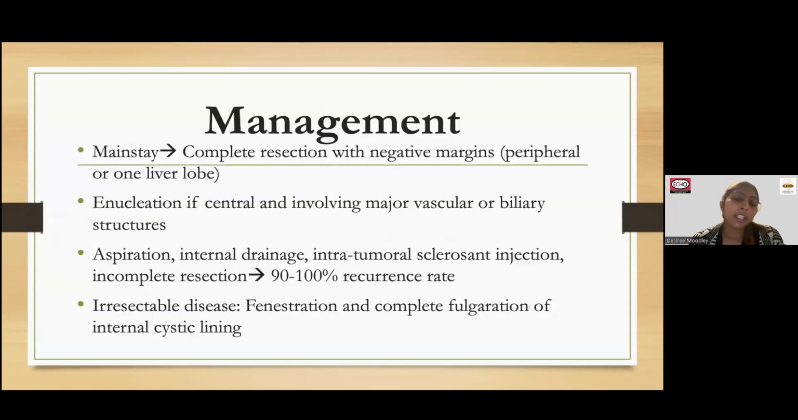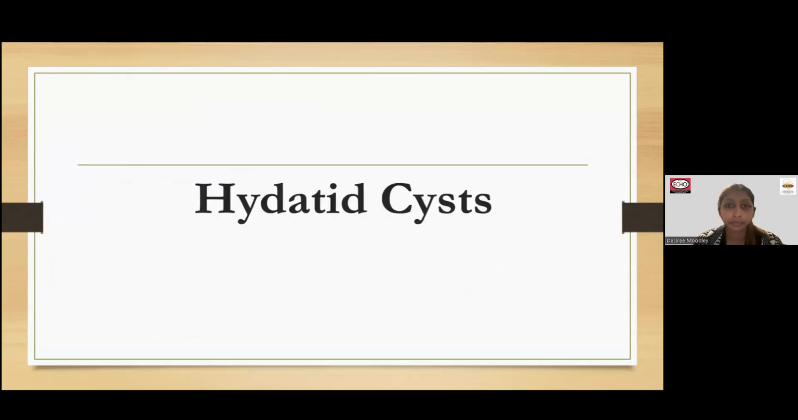So the mainstay of management here would be surgery. You want to completely resect these lesions with negative margins, whether it be peripheral or the entire liver lobe. If it's central and it involves major vascular or biliary structures, enucleation is an option. Things like aspiration, internal drainage, intratumoral sclerosing injection, or incomplete resection are associated with a very high recurrence rate. Almost all of them will recur. So that's not really suggested. If it's irresectable, then fenestration and complete fulguration of the internal cystic lining can be done.